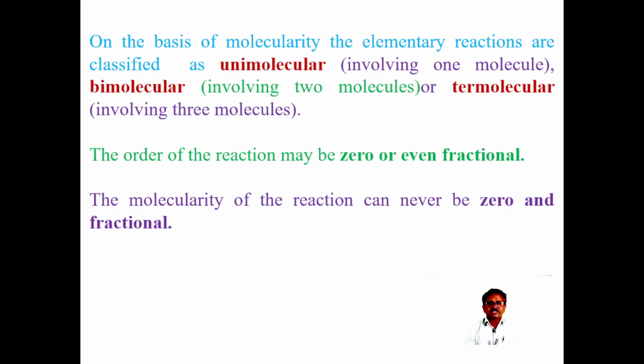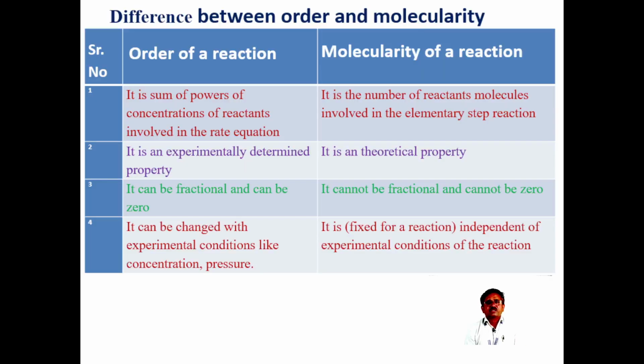So, we can just keep this in mind. Now, if we go for studying the difference between the order and molecularity of a reaction, you can revise some points which we studied when we saw order of reaction and molecularity of reaction just now. In order of reaction, it is the sum of powers of molar concentrations of reactants involved in the rate equation, while the molecularity of reaction is the number of reactant molecules involved in the elementary step reaction.